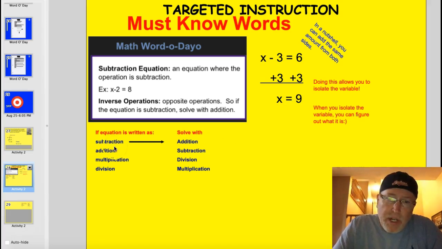Last night we did addition. They were written with addition, and we solved with subtraction. Tonight, they're written with subtraction, and we're going to solve with addition. And you can probably guess what the next lessons are going to be. Okay, let's take a look at a couple of problems, and I'll have you try a couple of pause problems.